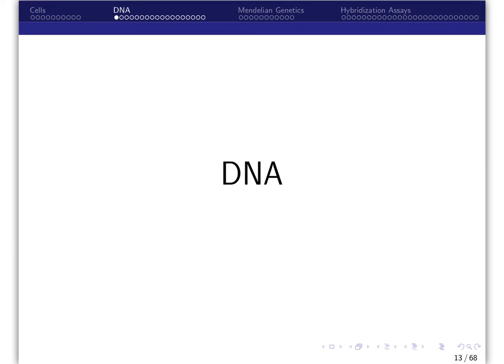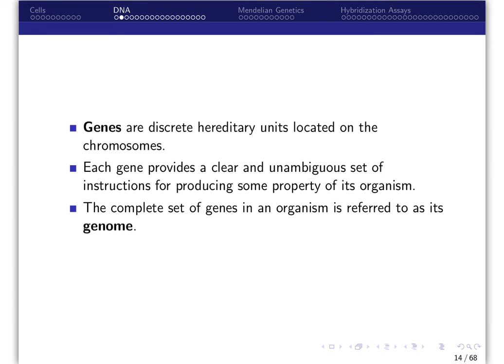Now turn our attention to DNA. Genes are discrete hereditary units located on the chromosomes. Each gene provides a clear and unambiguous set of instructions for producing some property of its organism. As you should have noticed on the ideograms of the X and Y chromosome, each chromosome includes hundreds to thousands of genes. The complete set of genes in an organism is referred to as its genome.